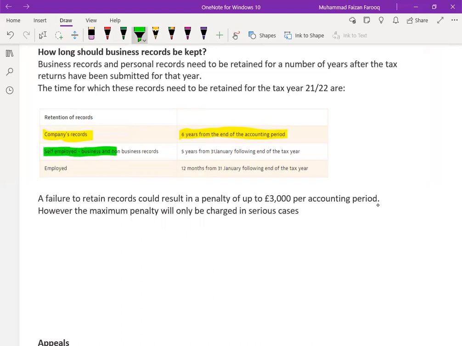Self-employed, that is individuals. Self-employed means a person who has trading income has to keep the record for 5 years from 31st January following the end of the tax year.